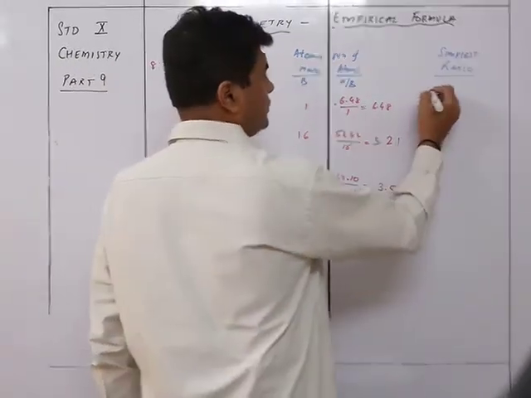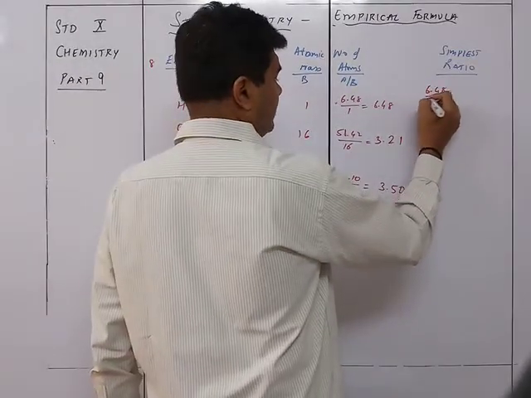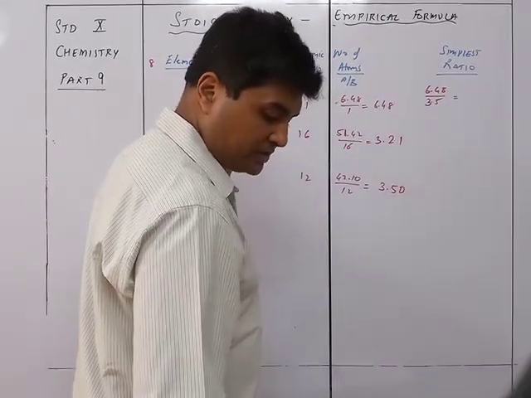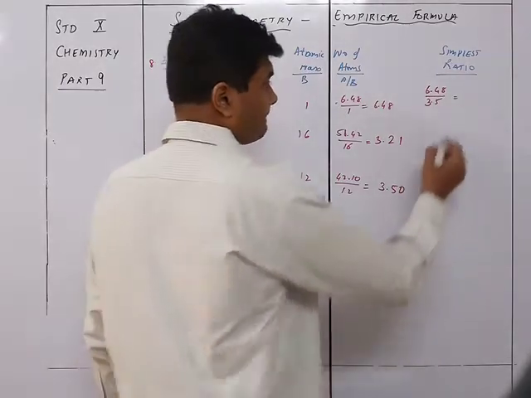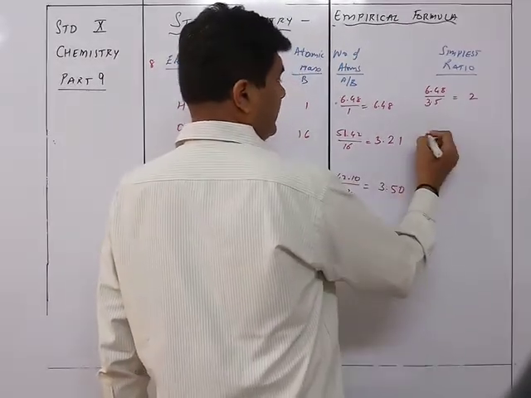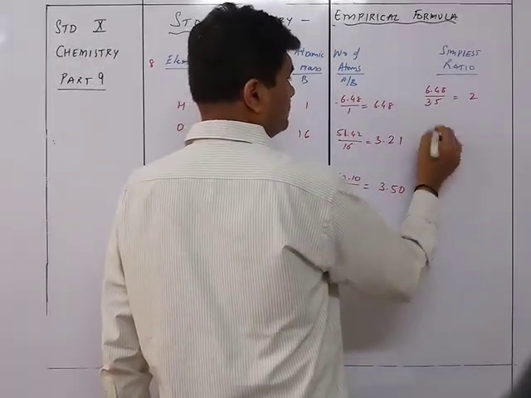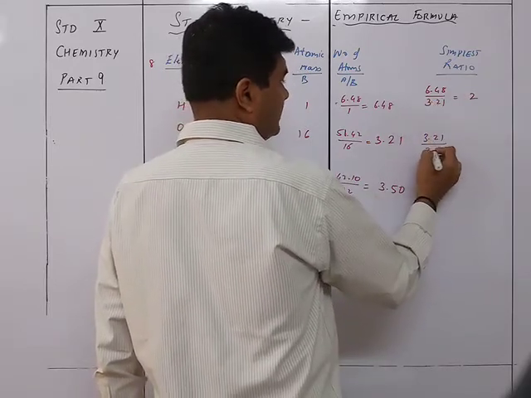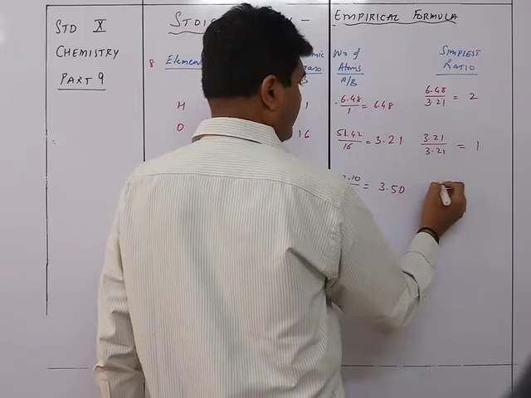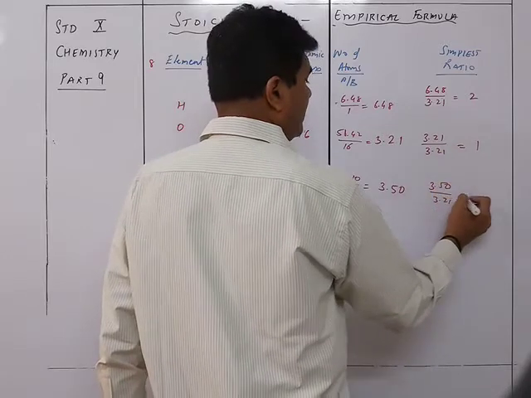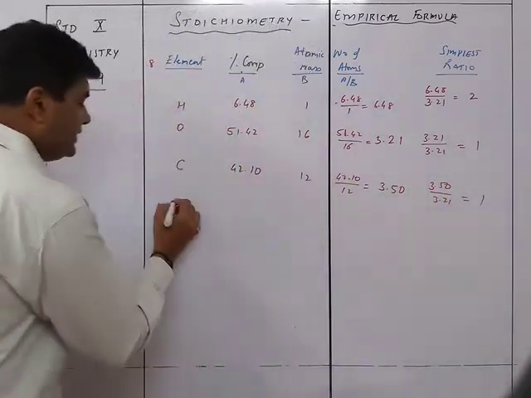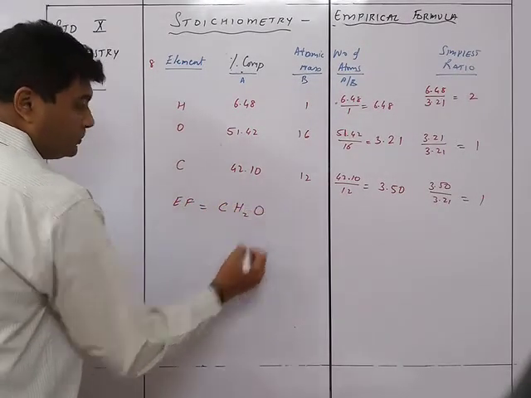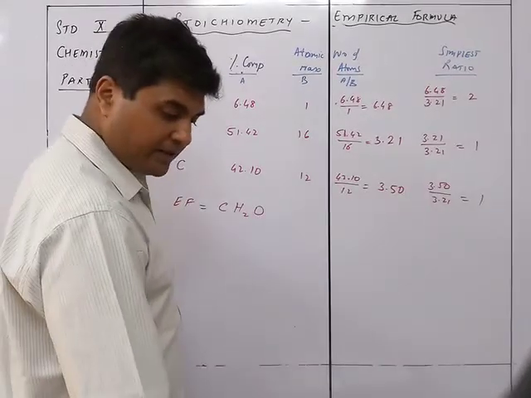So this will be 6.48 upon 3.21, which is 2 exactly. And 3.21 upon 3.21 is equal to 1, and 3.50 upon 3.21 will also be approximately 1. So accordingly the empirical formula is CH2O. Okay, that is the empirical formula.